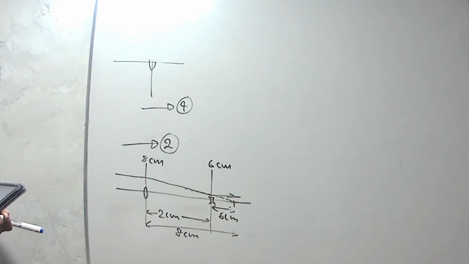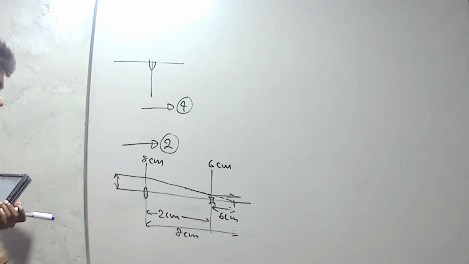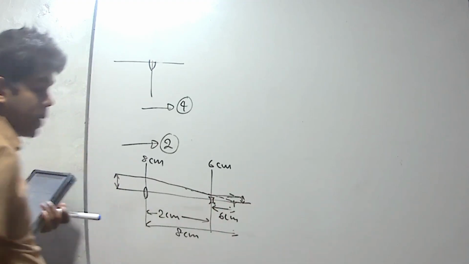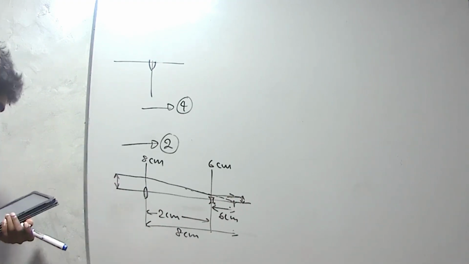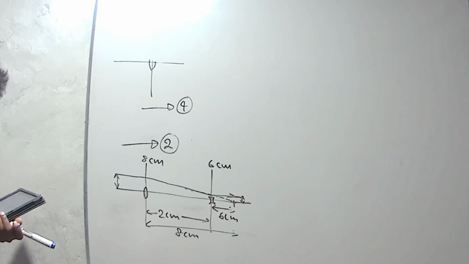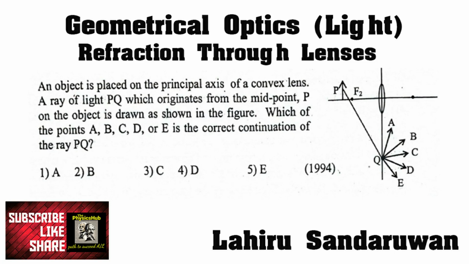Then we can get this one is the radius of the beam, and this one is the radius of the emergent beam. The radius of the emergent beam is less than the incident beam. Therefore, it should be a parallel beam with diameter less than 1 centimeter. Answer is 4.